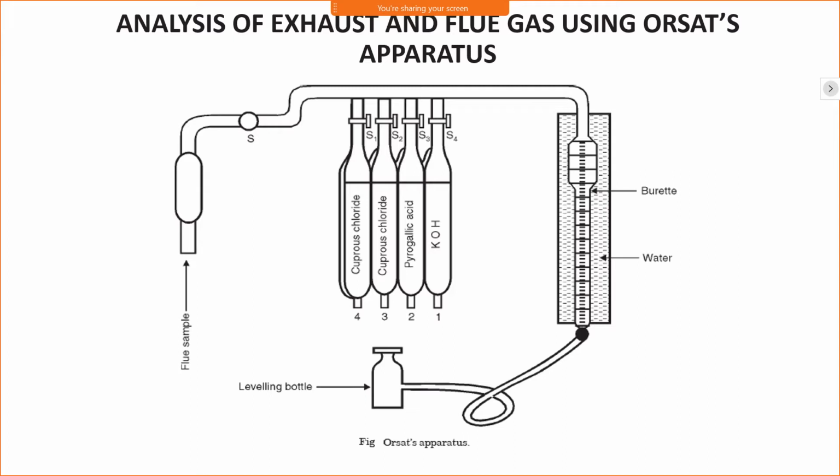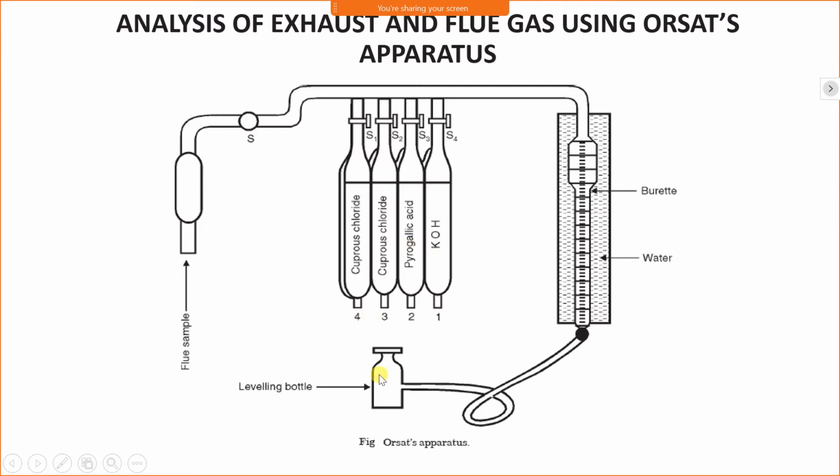If the air fuel ratio is less, in that case we will get a large amount of carbon monoxide. If the air fuel ratio is high, that is a lean mixture, then we will get a large amount of carbon dioxide as well as the presence of oxygen in the exhaust gas.